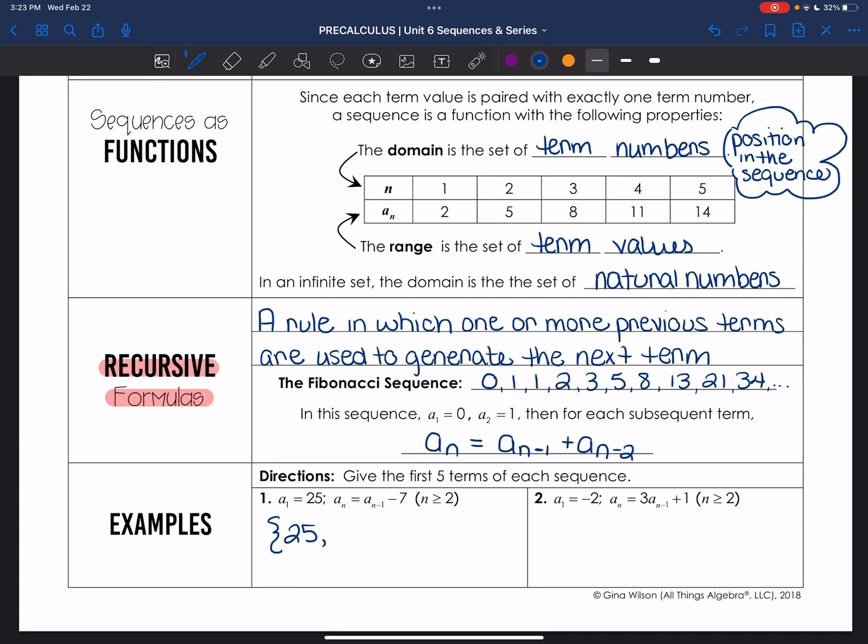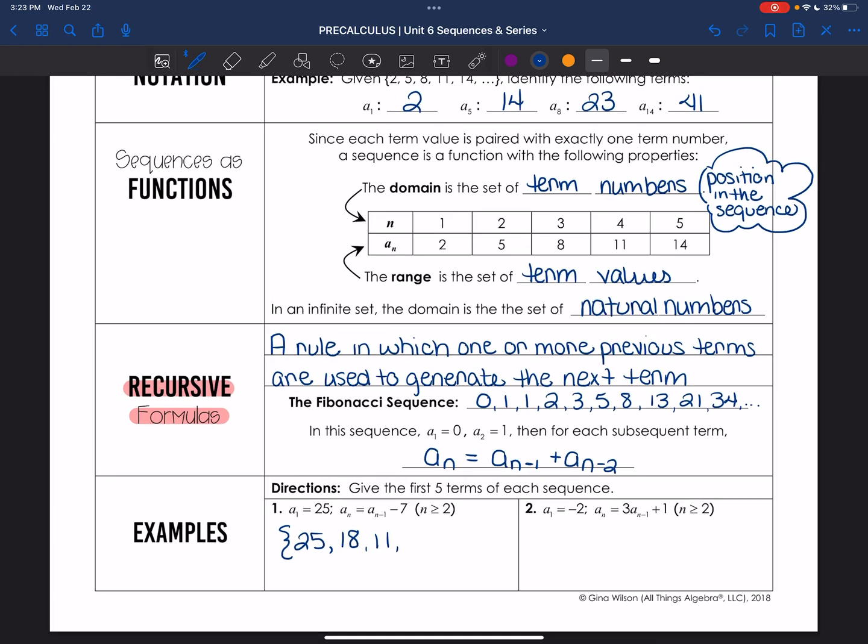So 25 minus the 7, that's going to be 18. And then take that term and subtract 7 from it, 11. Take that and subtract 7 from it, well, that's going to be 4. And take that term and subtract 7 from it, negative 3. 1, 2, 3, 4, 5. That's all 5 of them. That's an example of using your recursive formula. Let me highlight that recursive formula here for you. We used this recursive formula to find those terms' values.